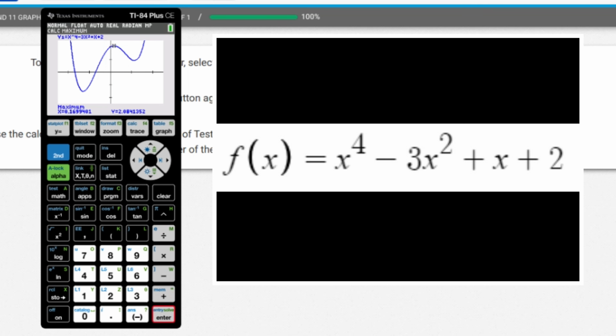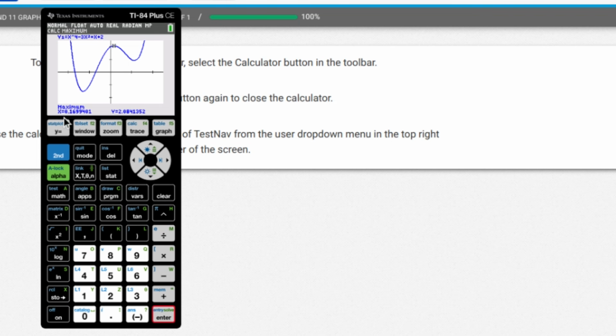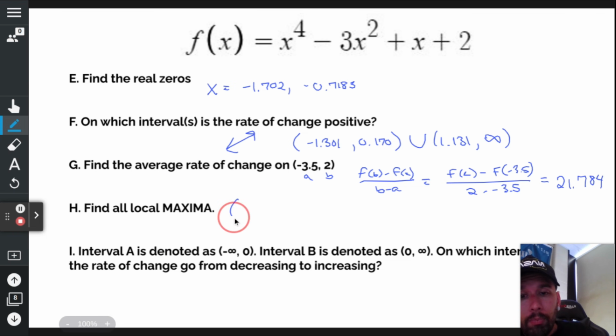And it gives me a maximum of 0.169, so I'll call that 0.170. And let's do the y value too. 2.084. No need to round there. So the point that is going to be my maximum, let's write it out. There was 1 local maxima, at the point 0.170, 2.084.